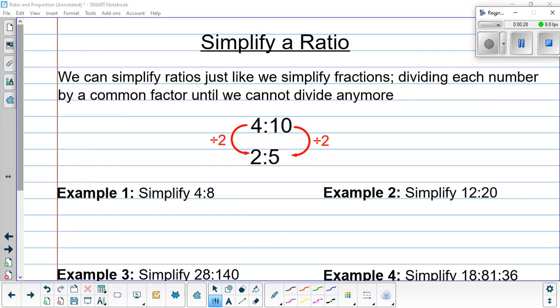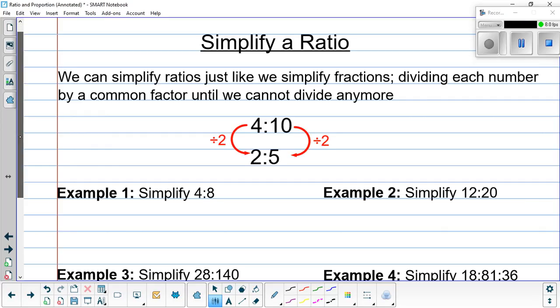So if we look at the 4 to 10, we can simplify that by dividing both the left and right by 2. I'm so used to saying top and bottom. So dividing the left side, 4 divided by 2 is 2, and the right side, 10 divided by 2 is 5. Notice we cannot divide the left and right by the same integer to get a whole number, so we're going to leave it as so.